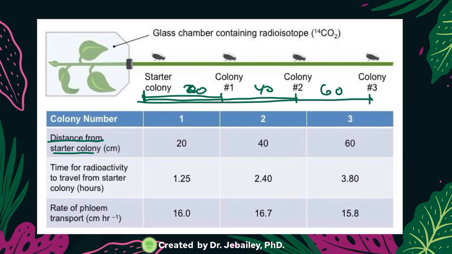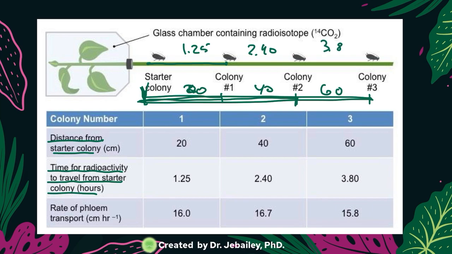That's the distance. Now, the time for the radioactivity to travel from the starter colony, in hours. To travel from here, let's say the sugar, to get to the colony up here was 1.25 hours. And to get from the starter all the way to the next colony, there was 2.40 hours. And then to get all the way to here, it took 3 hours and 80. So this is just finding time.